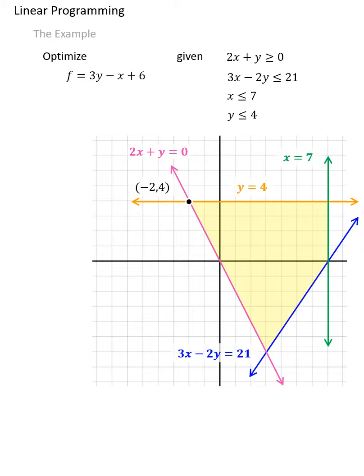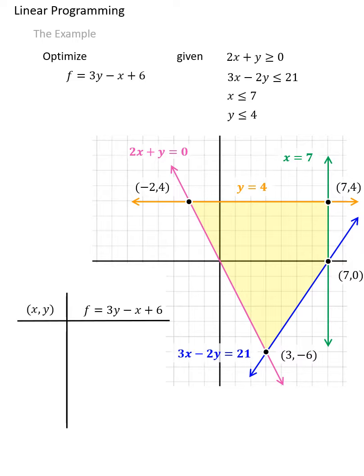I can simply find the value of f at all four vertices in this particular region. And then I know by that prior discovery that my maximum and my minimum for f will occur at one of those four places. So now I've reduced this entire problem down to finding the value of f at four specific locations.